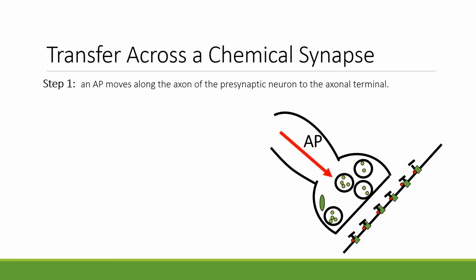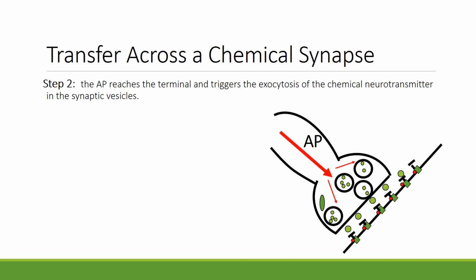Here are the steps in transferring an electrical impulse across a chemical synapse. Step 1. The action potential moves along the axon of the presynaptic neuron to the axonal terminal. Step 2. The action potential reaches the terminal and triggers the exocytosis, or the movement outward, of the chemical neurotransmitter in the synaptic vesicles.